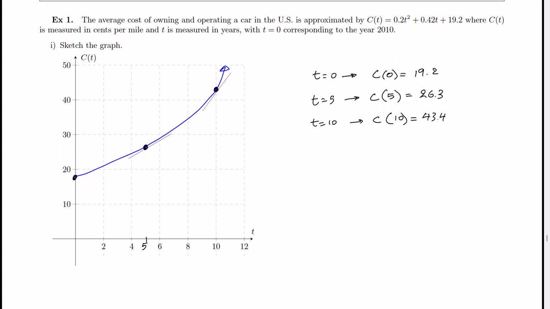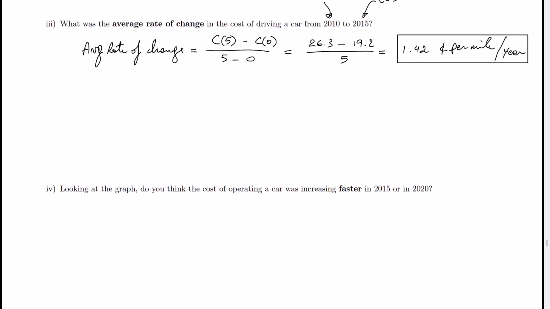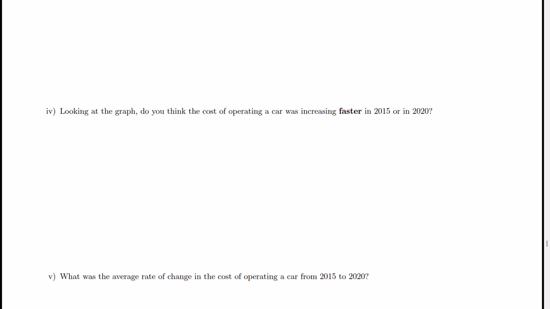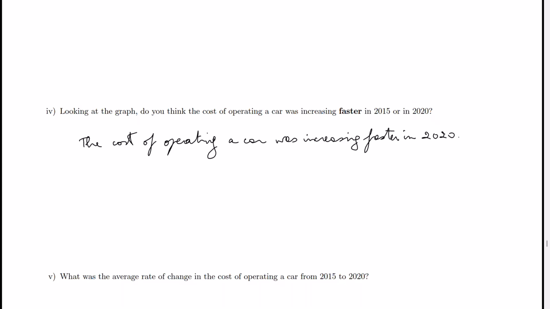And just by carefully looking at it, I feel like this slope here is a little bit larger because the line is steeper. So I think the increase is faster in the second year, which is 2020. So let's go ahead and write that down. We think that the cost of operating a car was increasing faster in the 2020 year. Now later on, to prove this, we will actually find the derivative at 2015 and 2020 and compare the numbers.